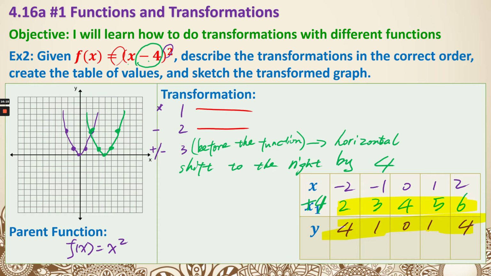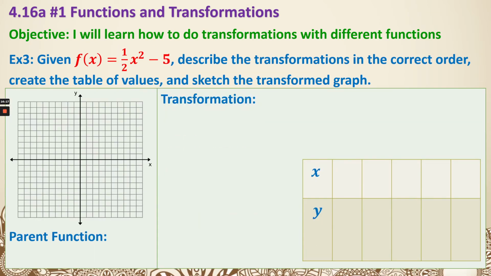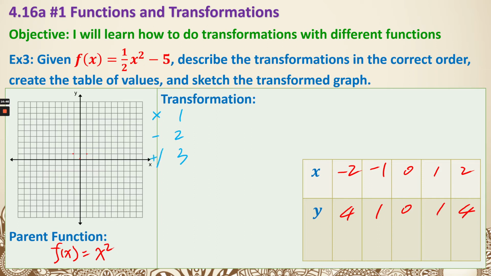Next, example 3. Same idea, the parent function is still y equals, or f of x equals x squared. So we already know our original graph is still there: -2, -1, 0, 1, 2, and it's going to be 4, 1, 0, 1, 4. Next, let's do the changes. So again, we are going to need to look for all three changes. 1, 2, and 3. The first one is for multiplication, then one is for a negative sign. The last one is for adding or subtracting.